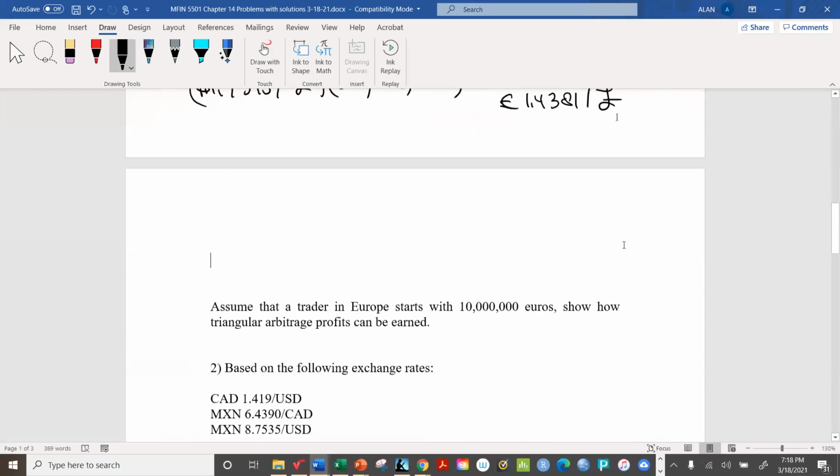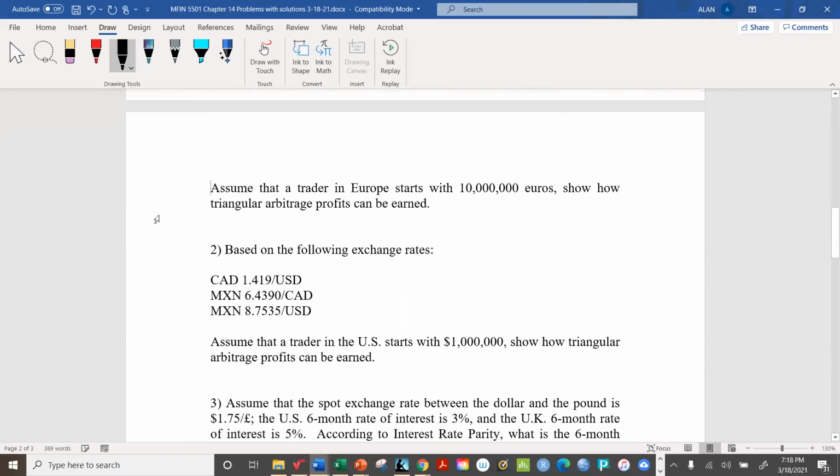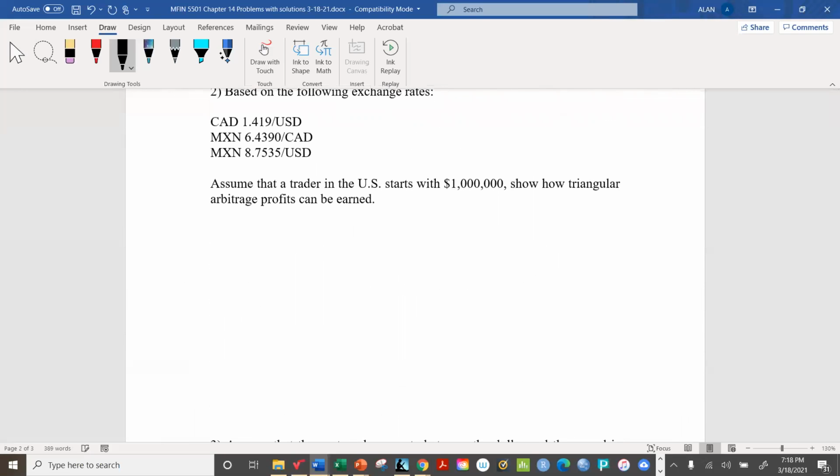All right. Now we've got a similar one here, except that now it involves the NAFTA countries. We have Canada, Mexico, and the US. And so in this particular case, what we want to do is, once again, see if this cross exchange rate is consistent with the other two exchange rates. If not, then we can earn some profits. But if it is, then there's no profits to be had, and we would be done. That would be the end of the problem.